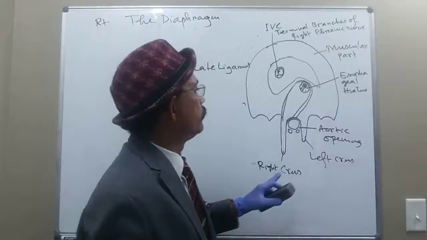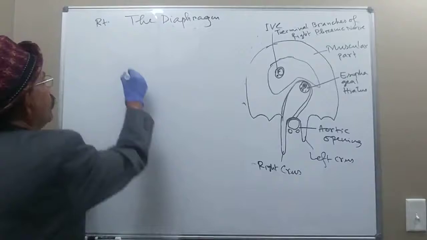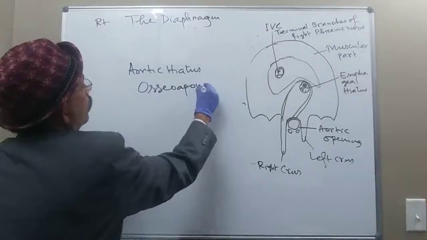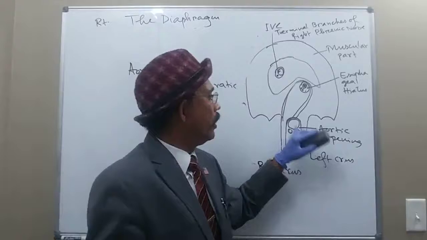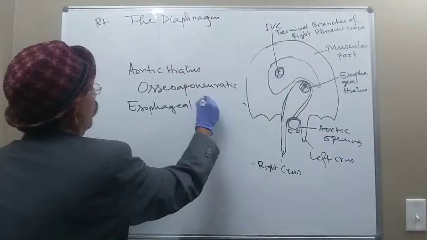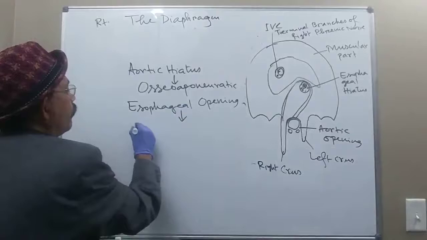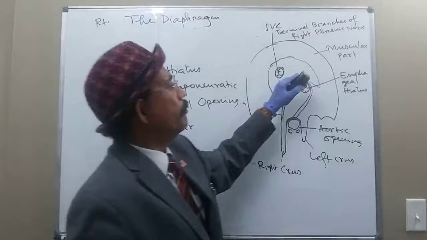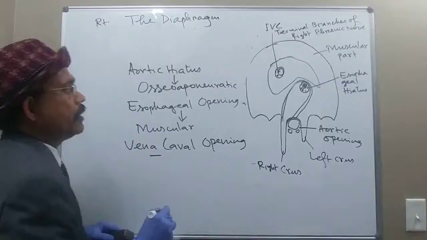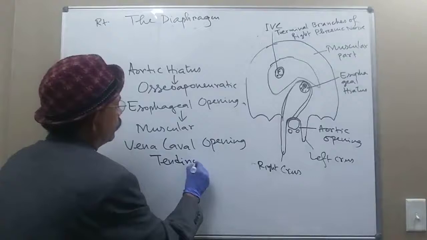Okay, what type of opening is the aortic opening? So aortic hiatus, this is osseoaponeurotic, because posteriorly it is bounded by the 12th thoracic vertebra, anteriorly by the median arcuate ligament. Okay, how about the esophageal opening? This is muscular. How about the vena cava opening? That is tendinous. Can call aponeurotic, tendinous. Okay, we got the openings of the diaphragm.